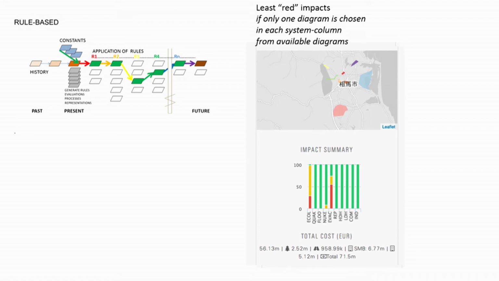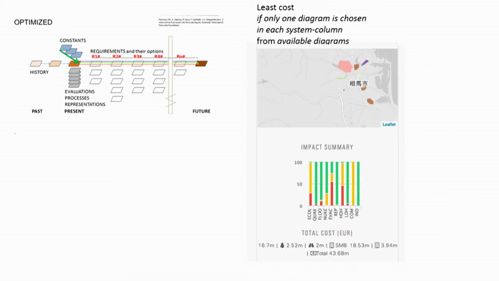This is rule-based. This is find the design with the least red impacts if only one diagram is chosen in each system column from available diagrams. In other words, if you solve the problem in one set of one diagram from each column, there is no design that can have fewer red impacts than this one, and that's the amount, which allows you to basically ask the question, am I in the right realm when you have something as a target that says the least impacting design in this language? Nobody can say it's the least impacting, but in this language it is. And this is an optimized one.